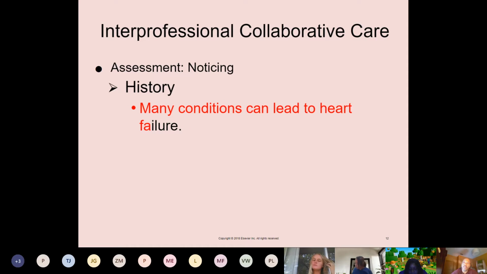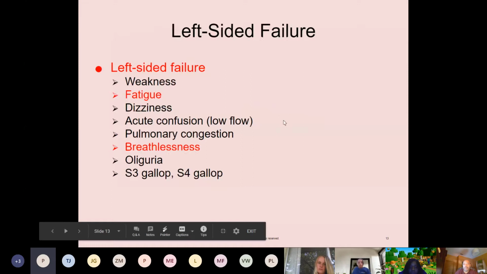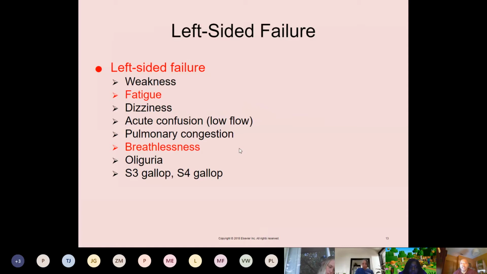And so your signs and symptoms of heart failure will depend on the type of heart failure, the ventricle involved, especially if it's the left ventricle, you have even more significant symptoms, and whatever the underlying cause is. All right, so I want you to look at these symptoms of left-sided heart failure: the weakness, fatigue, dizziness, acute confusion. Why acute confusion? Low blood flow to the brain. The heart is not pumping well. Pulmonary congestion, blood is backing up.